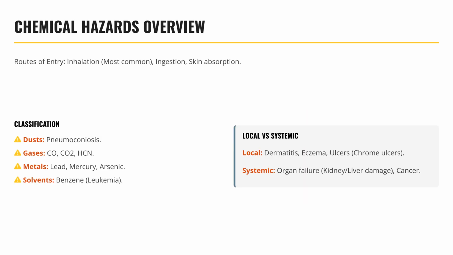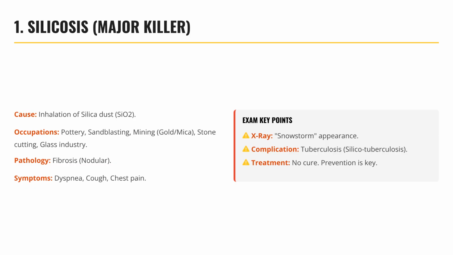Chemical hazards enter the body through inhalation, ingestion, or skin absorption. They are classified as local, causing issues like dermatitis, or systemic, leading to organ failure or cancer. Examples include dusts causing pneumoconiosis and solvents like benzene.